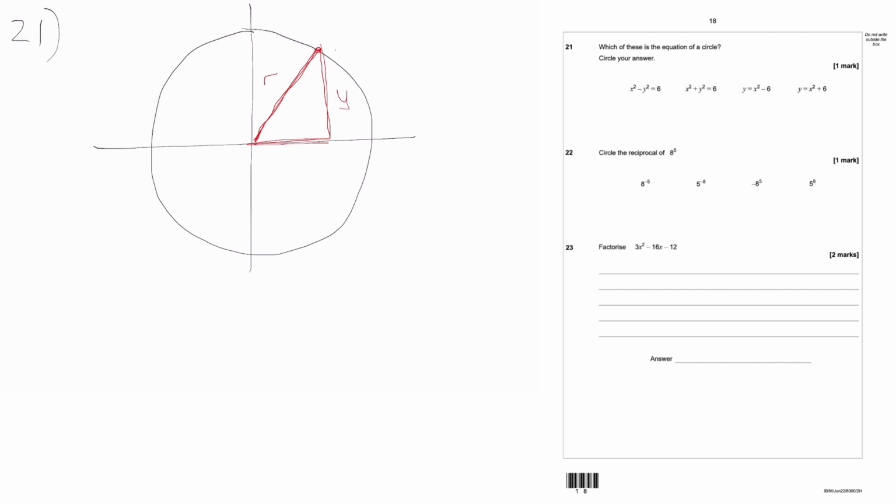We've got our y, and we've got our x. So the point on the circle is going to be given by x squared plus y squared, which is going to equal r squared. So we know this is Pythagoras' theorem. So we can see that of the equations we have here, the only one that fits is that x squared plus y squared equals 6, where in that case r would be the square root of 6.